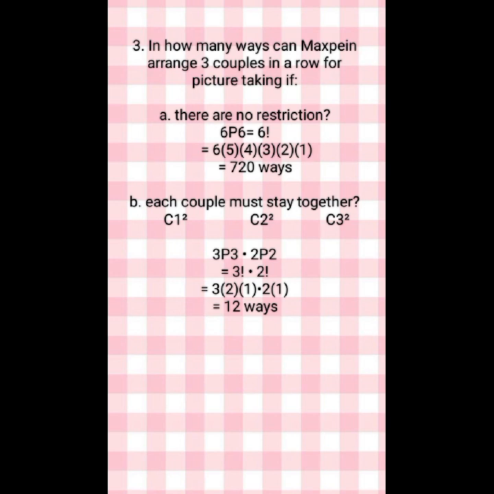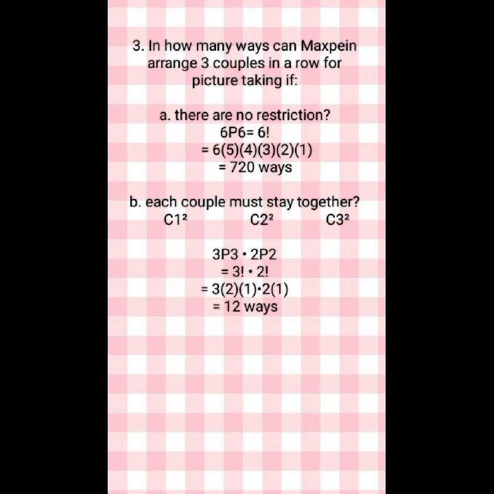Again, each couple must stay together. So couple 1, couple 2, and couple 3. So we have 3 couples, so permutation of 3 taken 3, and then times, since each couple consists of 2 persons, we have to multiply permutation of 3 taken 3 by permutation of 2 taken 2. So permutation of 3 taken 3 is 3 factorial times 2 factorial for permutation of 2 taken 2.